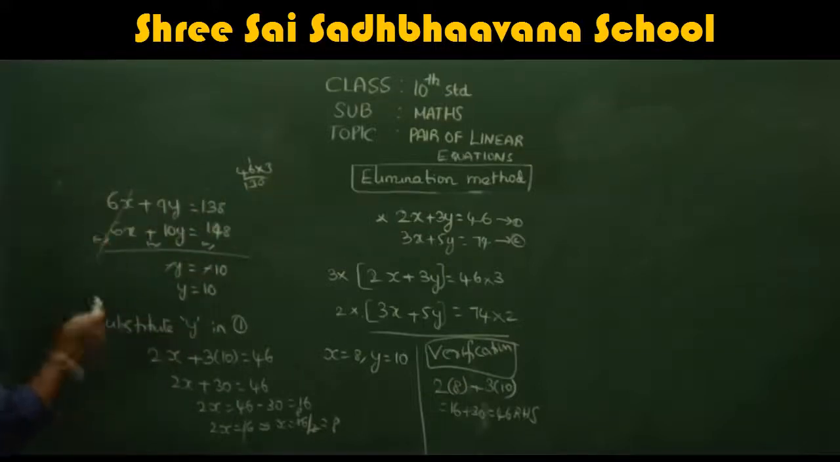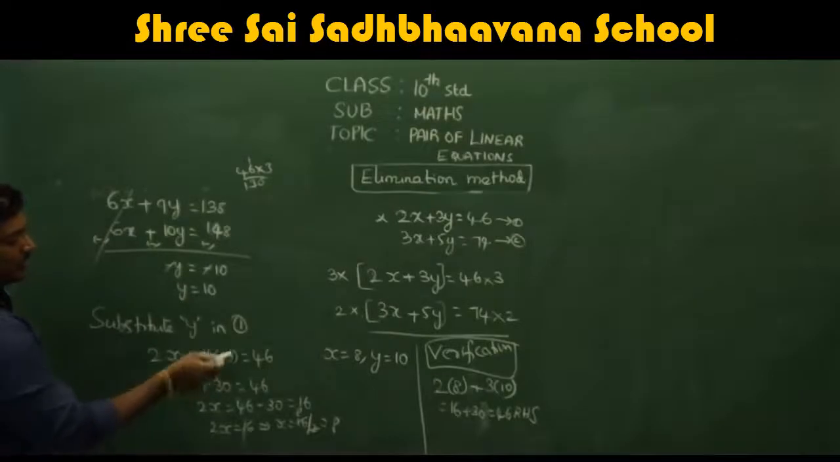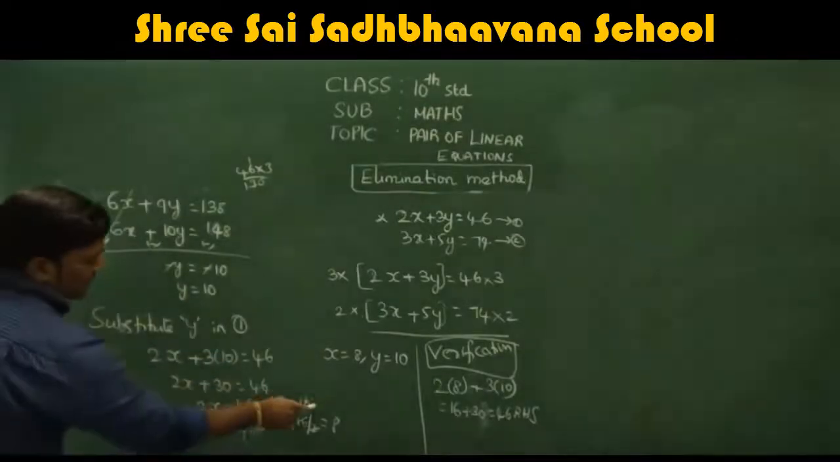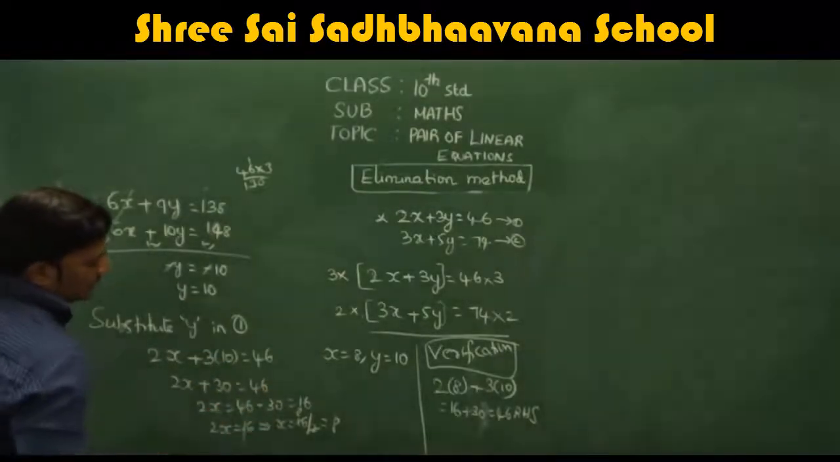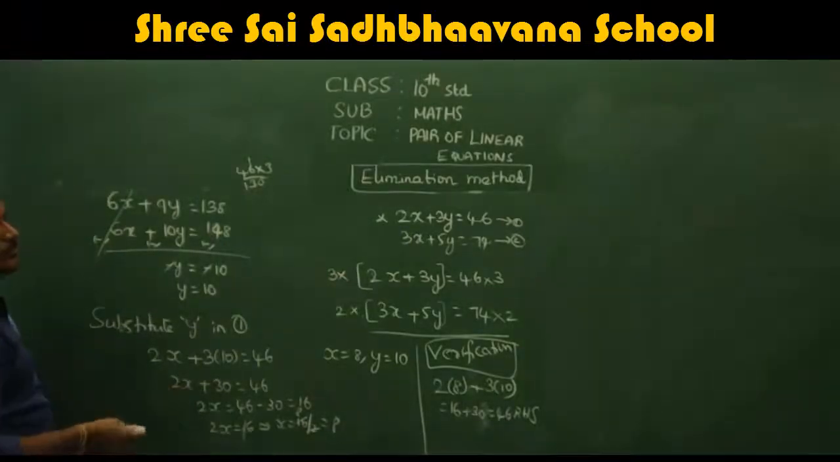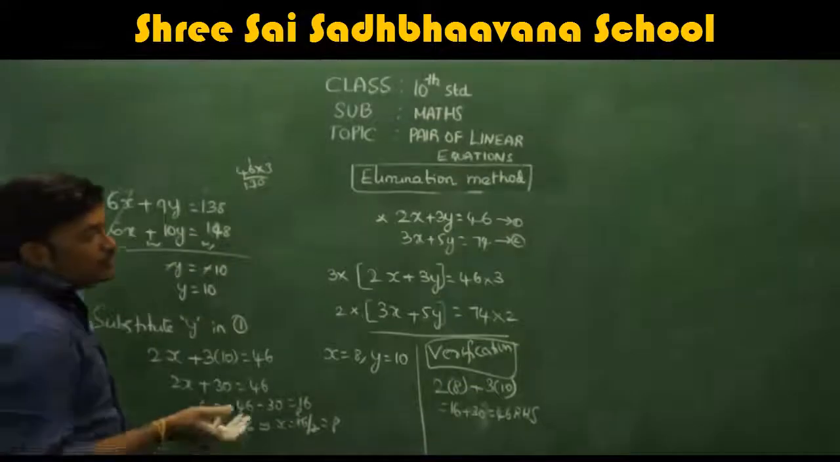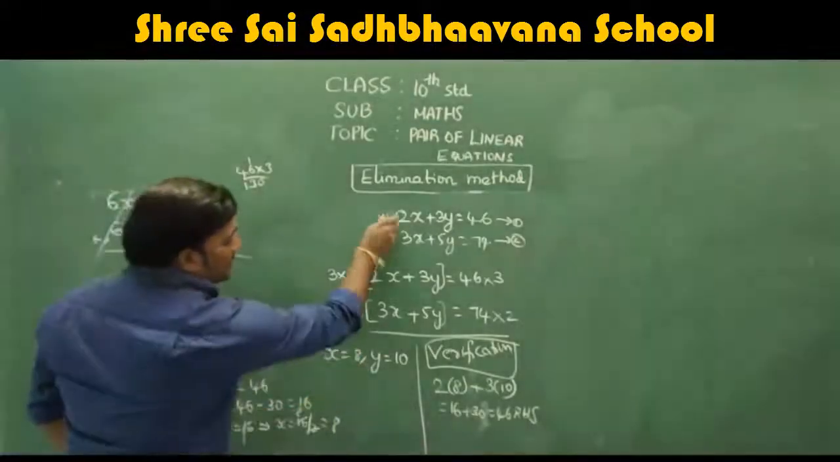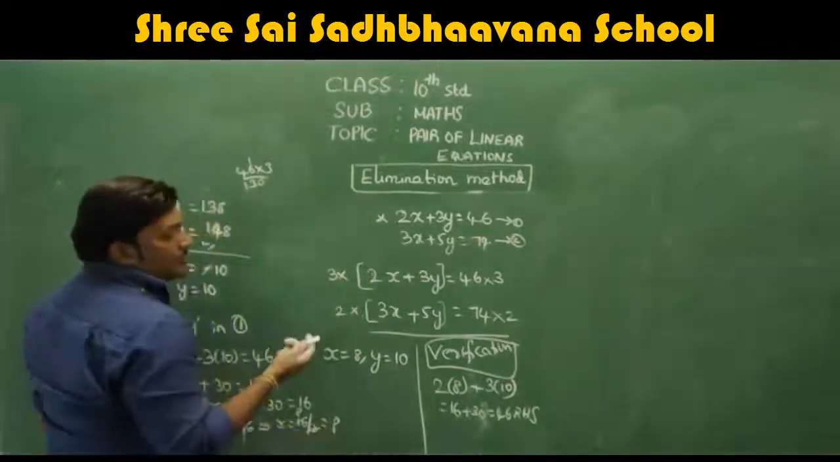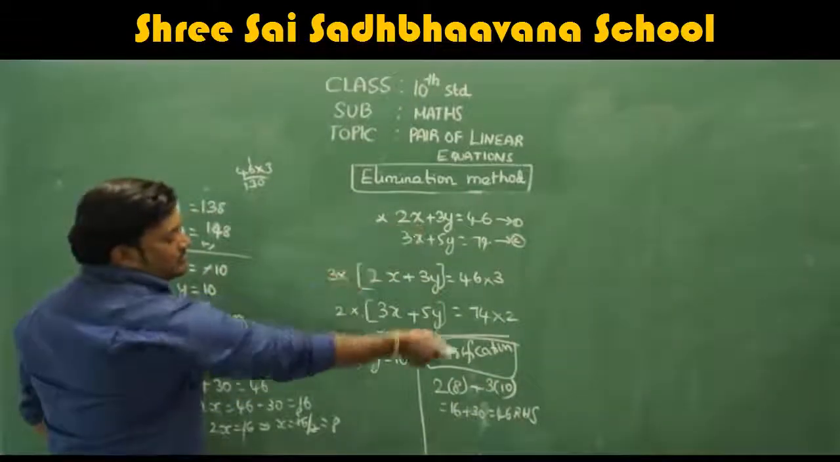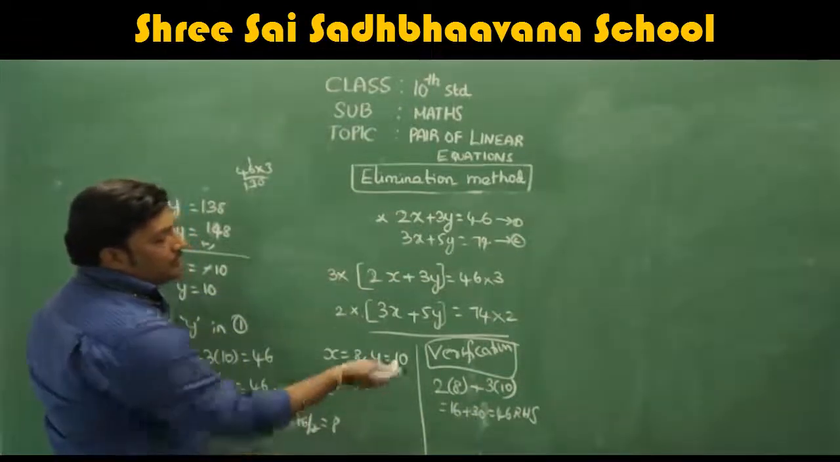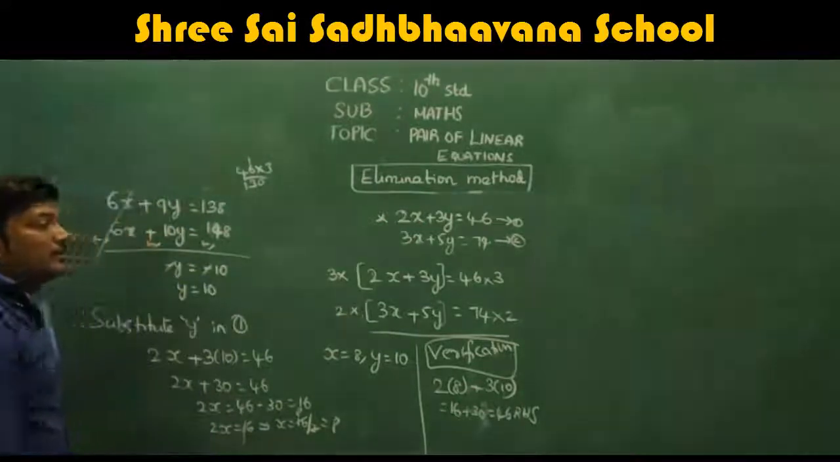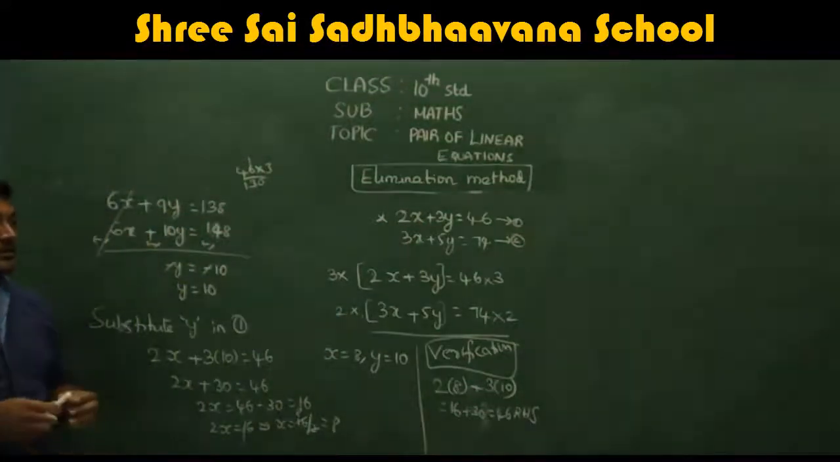Substitute y in equation 1. We substituted 2x plus 3 into 10 is equal to 46, and 2x plus 30 is equal to 46. 2x is equal to 16, which will be x is equal to 16 by 2. So we got x value as 8 and y value is 10. And do verification. Here I chose the first one, so 2 into 8 plus 3 into 10. So LHS we got 16 plus 30, which is 46, which is same as RHS. So our answer is correct.